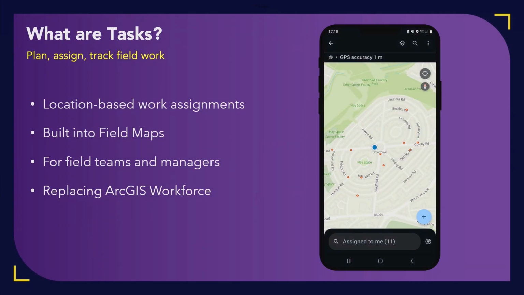Thanks, Priya. So I'm going to pick it up from here and talk about tasks in Field Maps and how related data fits in. Tasks are about turning that data into actual work, and it can be planned, assigned, and tracked. So what are tasks? At a simple level, a task is just a piece of work at a location assigned to someone. And this is built directly into Field Maps, which means field workers won't require any additional apps. Their maps, their forms, and their work all live in the same place, which makes things clearer for the people doing the job, and it gives managers visibility without extra overhead. And if you've used Workforce before, tasks are its long-term replacement.